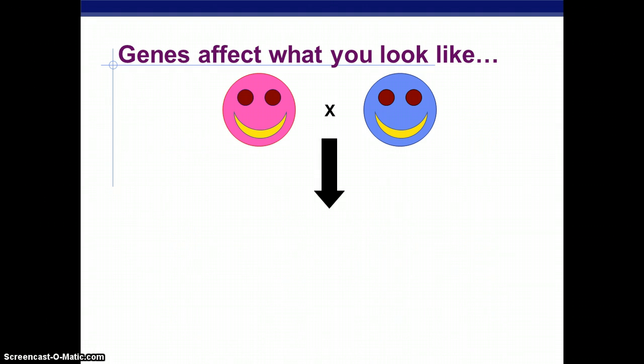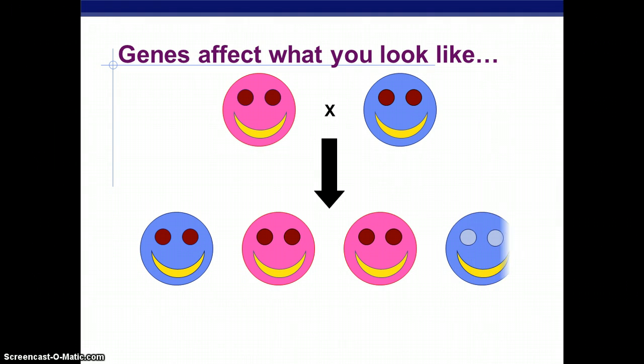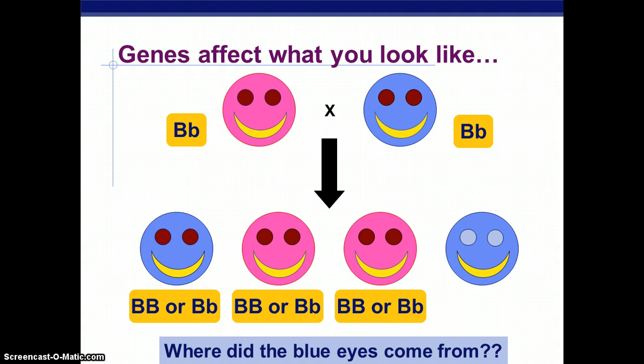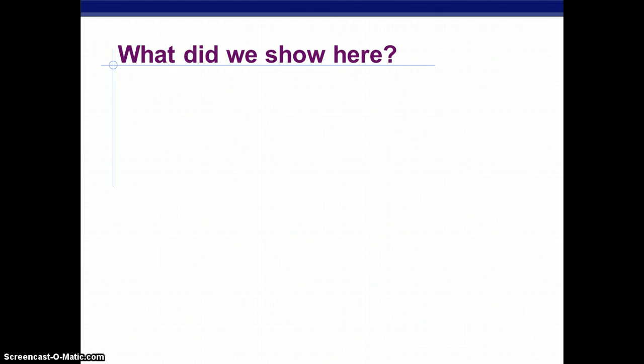Now, if mom and dad both have brown eyes and these are their children, well, we have a child with blue eyes. So where did they come from? Well, if dad and mom were both heterozygous, meaning that they had both a dominant and recessive allele, then their children could be any of these. However, this fourth one has received both recessive alleles, therefore the phenotype will be blue eyes.